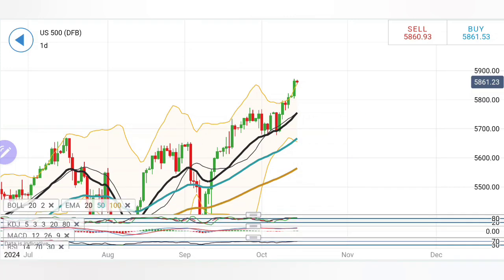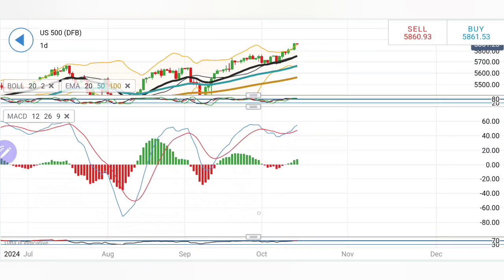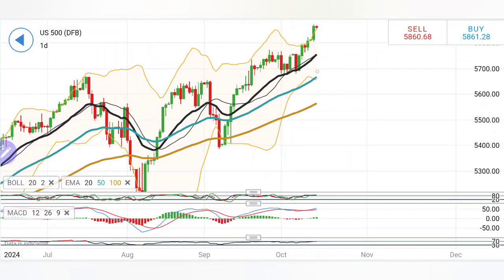Possibility exists strong. Stochastic overbought here, MACD rising, RSI rising here. So looking at this, I will recommend you to sell here at 5854. See, you can buy it at 5870 levels, but I think it is a bit riskier. So yes, you can buy it at 5870 itself, 5872 itself.